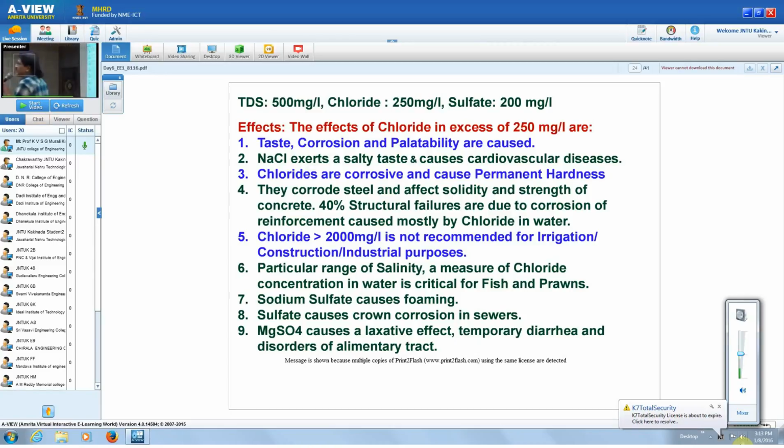If somebody asks you for sulfate, 80% of the answer is same. That means you have to write the same answer, slightly modified. What are the effects? One, taste, corrosion and palatability are caused. What is palatability? See dictionary.